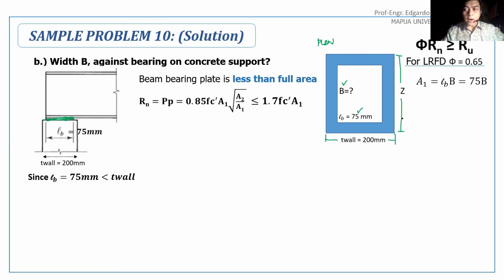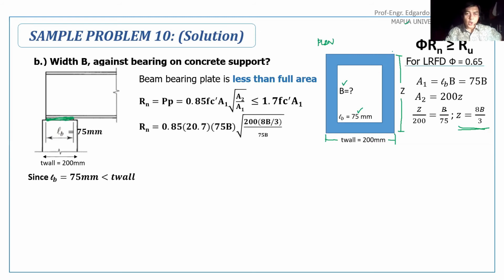Okay, so yan yung A1, 75 times B. Tapos yung A2 is 200 times Z. So by ratio and proportion, we could say that Z is to 200 as B is to 75. So therefore, we could arrive with this relationship. Z is just equal to 8 over 3 of the B.